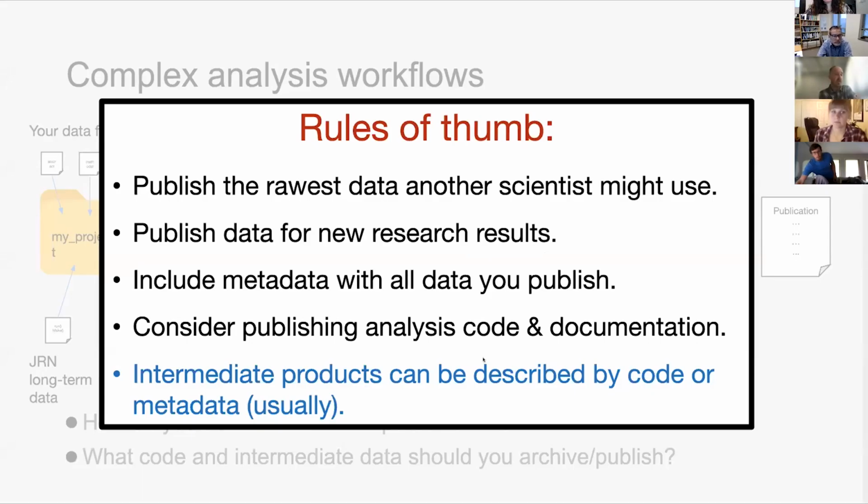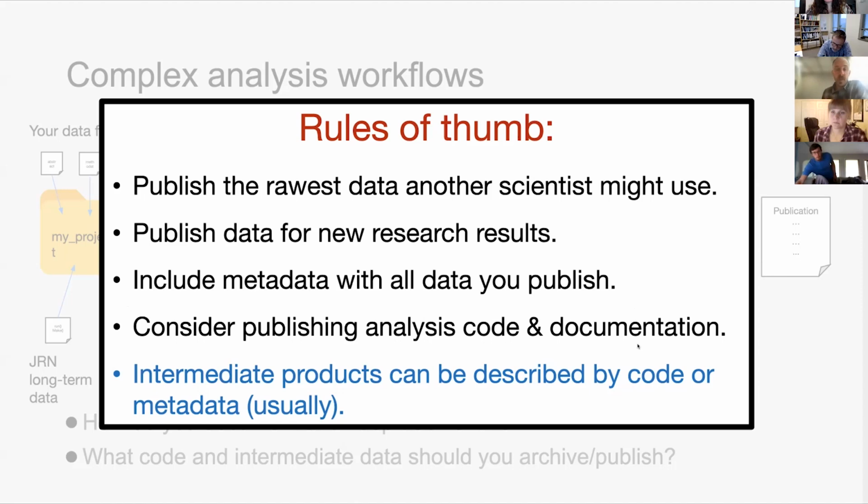So I would just give you a few rules of thumb here. Publish the rawest data that another scientist might use. So do try to publish the raw data. You also want to publish data that is behind new research results. So if you have fancy new figures in your paper, then you probably want the data behind those figures as well. You want to include metadata with all the data that you publish. And you probably also want to consider publishing the analysis code and the documentation for that code as well.